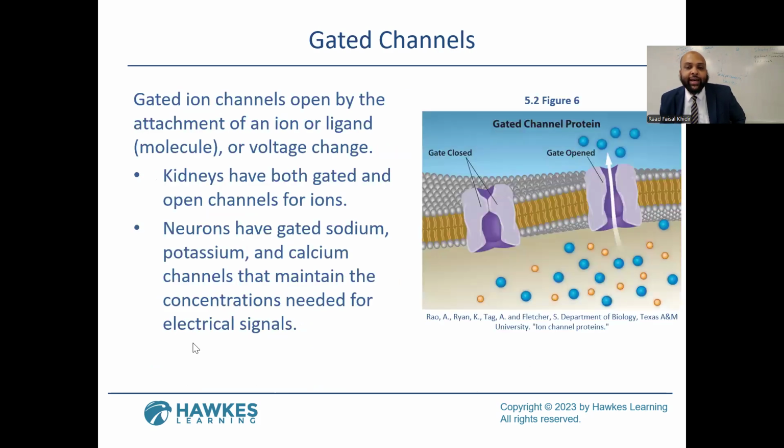Gated ion channels are opened by the attachment of a ligand molecule or a voltage change. The kidneys have both gated and open channels for ions. Neurons have gated sodium, potassium, and calcium channels that maintain the concentrations needed for the electrical signal.